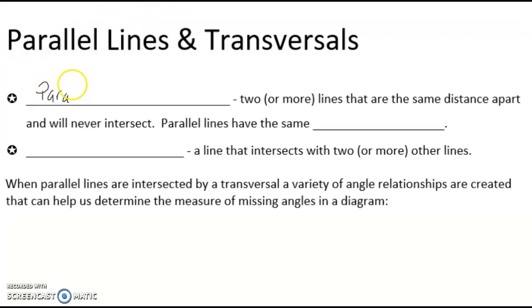Parallel lines are two or more lines that are the same distance apart and will never, ever intersect. Okay, so never intersect and same distance apart. These parallel lines have the same slope.